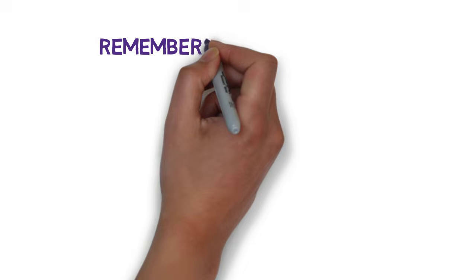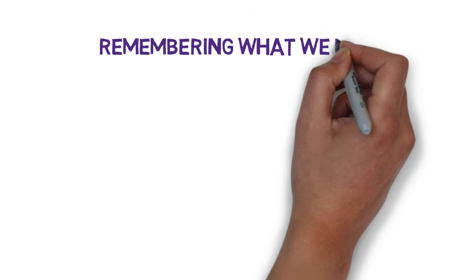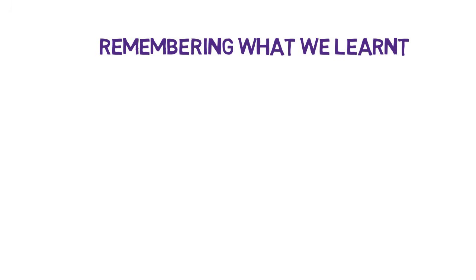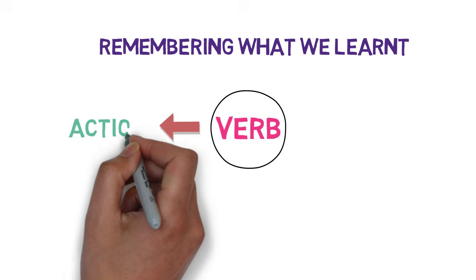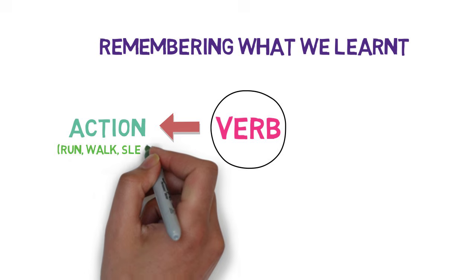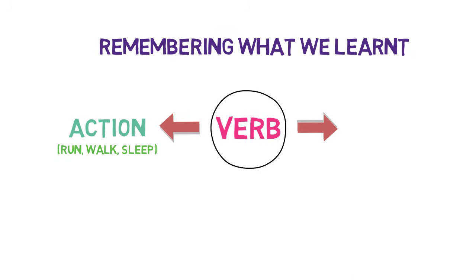Firstly, let's quickly remember what we have covered in our previous video. We discussed verbs. So what are verbs? Verbs tell us two things about the subject. First, the action performed by the subject, like run, walk, sleep. And second, the state of the subject, like feels.